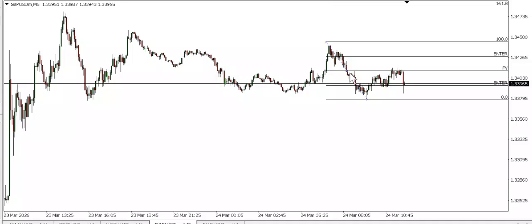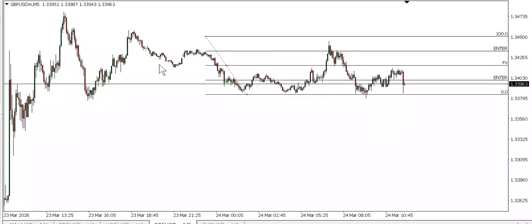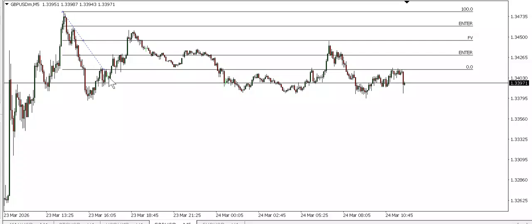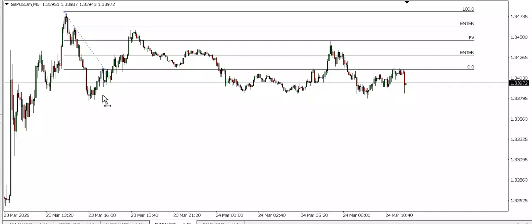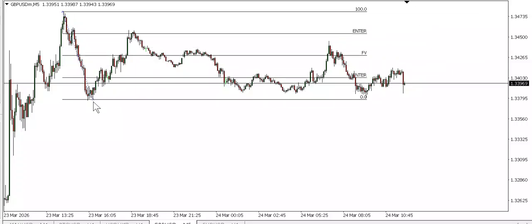Now this strategy is being explained on the 5 minutes time frame for GBP USD, plotting my Fibonacci. Okay, this is my Fibonacci 2. Okay, the price retraced at 75%.